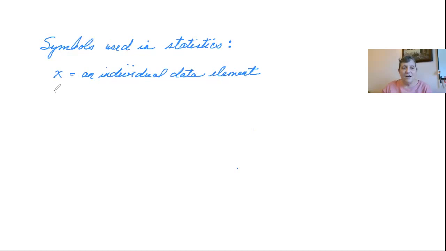And then we have a lowercase n and an uppercase n. Now these actually stand for number. The small n is the number in a sample. It could be the number of people, it could be the number of screwdrivers, it could be the number of antelope. So n is the number of whatever it is we're talking about that are in the sample. Capital N would be the number in a population.